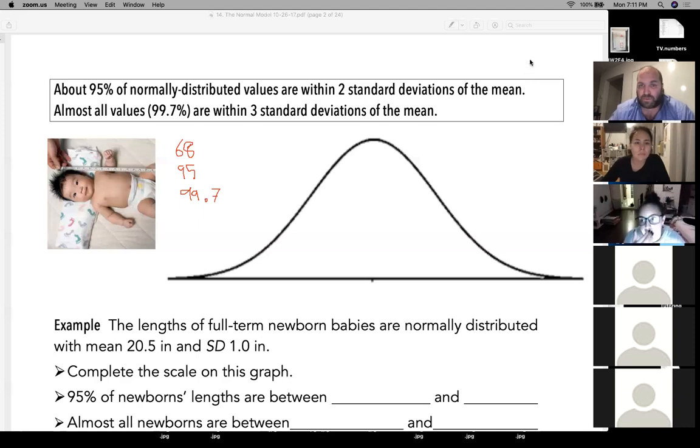Once I figure out how to move this thing. Okay. So the mean is right in the center. Right there is the mean. I've gotten a lot better at drawing straight lines. I think I did a pretty good job on that last one. So that's the mean right in the center.